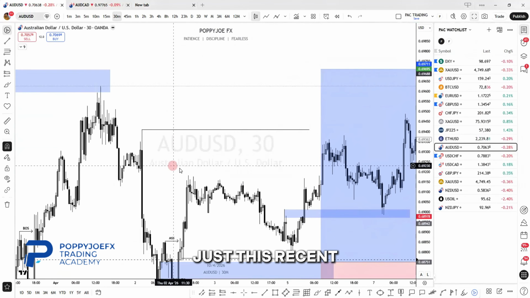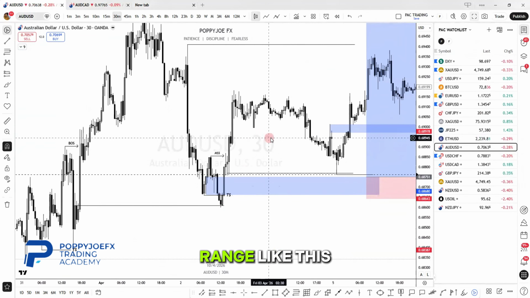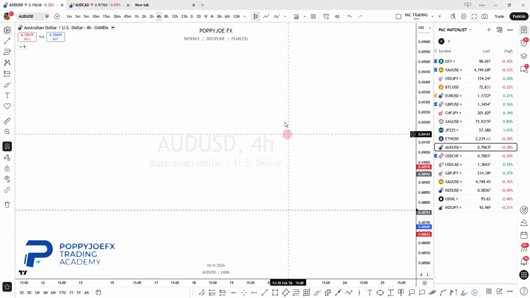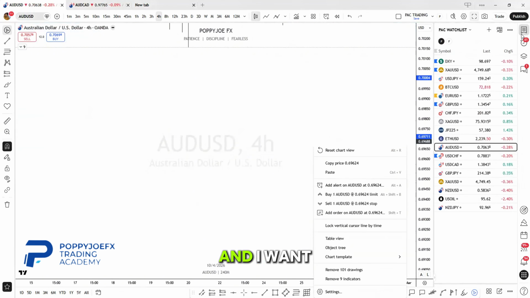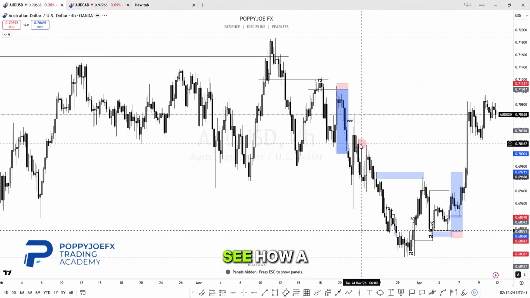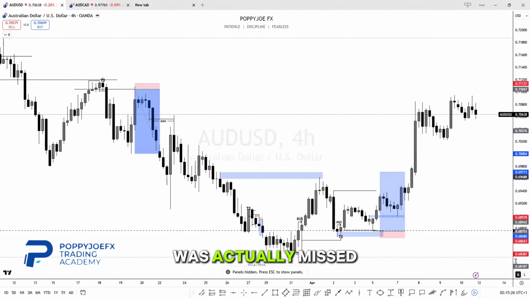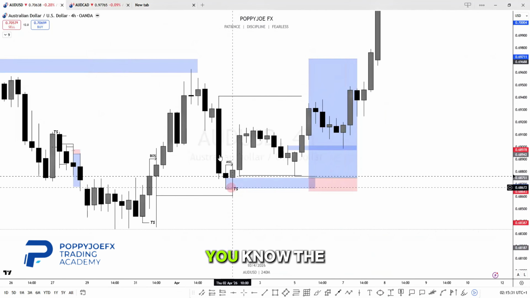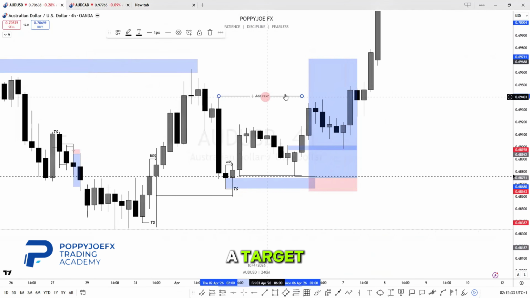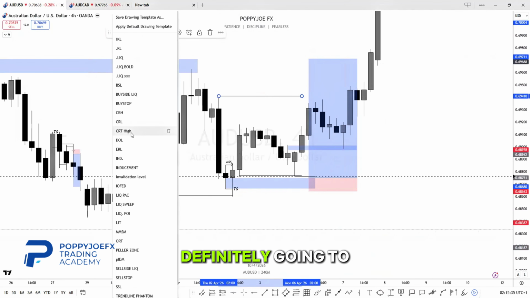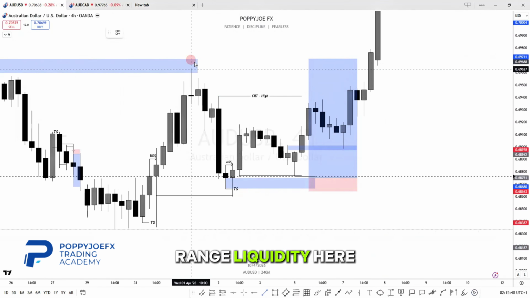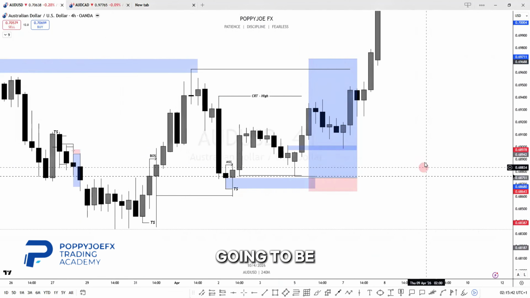This one happened just this recent week, and we had a candle range like this. It was a 4 hours range. Let's check it out. So this is AUD USD, and I want us to see how a trade was actually missed. A very good one anyways. Look at this. We had the candle range low taken here, the whole range here. This high was a target. And I know that price is definitely going to target that high. Of course, even the external range liquidity here was definitely going to be taken out.